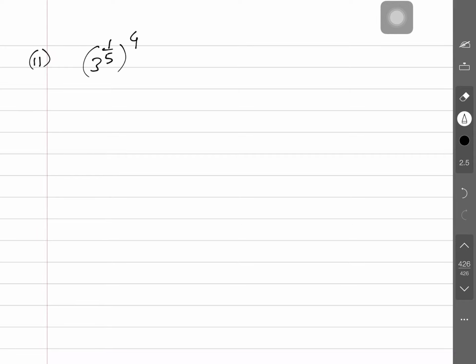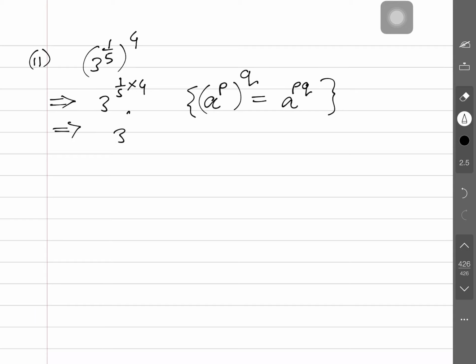How is this to be done? Again 3 to the power 1 by 5 and 4. Why? Because you will apply the ready-made result: a to the power p, whole to the power q, is a to the power p into q. Clear? So what is to be done next? 3 to the power 4 by 5 is the answer. Actually here you have to directly apply the law of indices, for remembering.